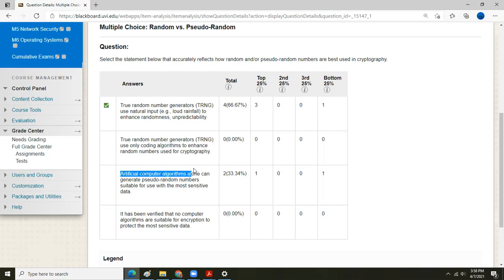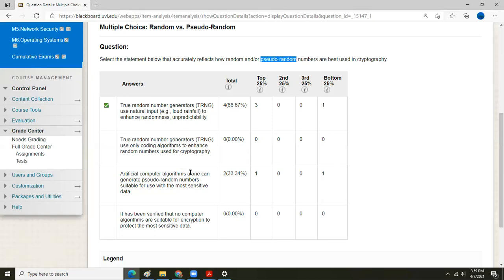Artificial computer algorithms alone can generate pseudorandom numbers suitable for use with the most sensitive data. It's this word alone. The word only is a problem. I should probably highlight that and underline it. If a computer algorithm alone generates pseudorandom numbers, it's not suitable for use with the most sensitive data. If it's sensitive data or top secret data, and you're only using algorithms, the best you're going to get are fake random numbers, or pseudo. The word pseudo means fake.